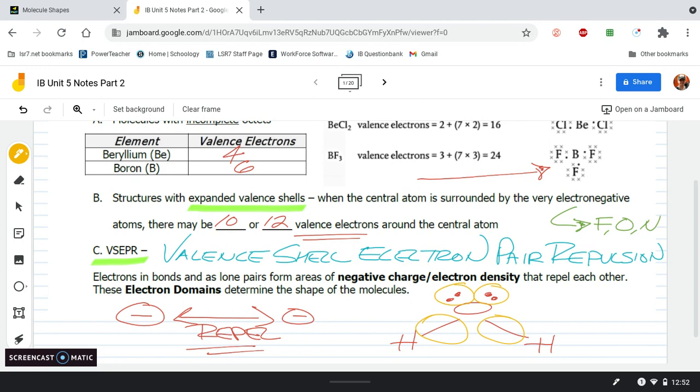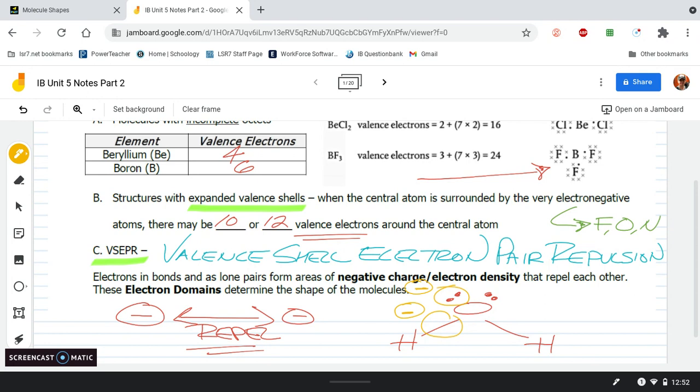Okay, so let's look at the terminology. Electrons in bonds, these are bonds, so that's a bond. Electrons in bonds and as lone pairs, that's a lone pair, form areas of negative charge. So this is an area of negative charge right here, and this is an area of negative charge right there. So they form areas of negative charge or electron density. Those are two words for the same thing. So electron density, a dense area of electrons or negative charge.